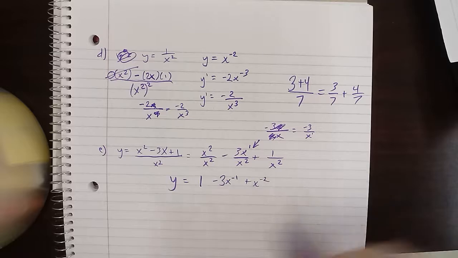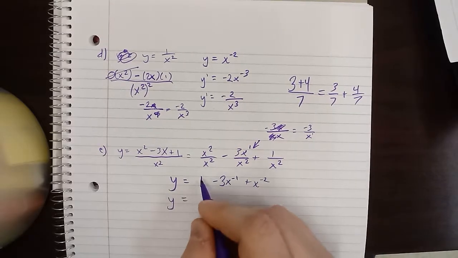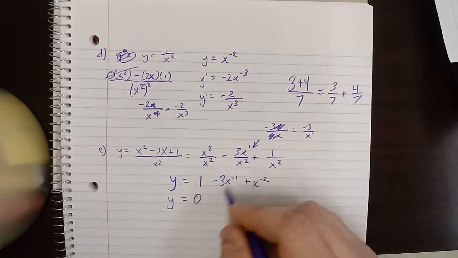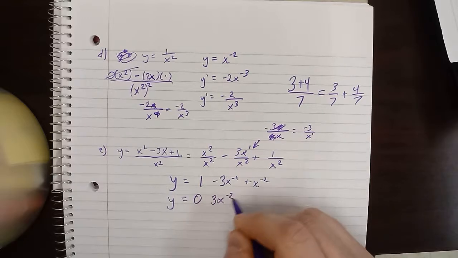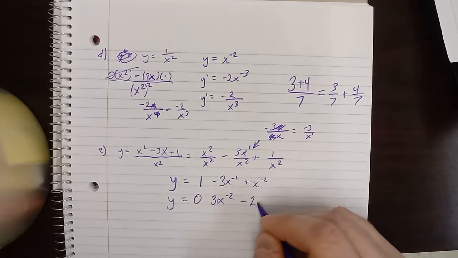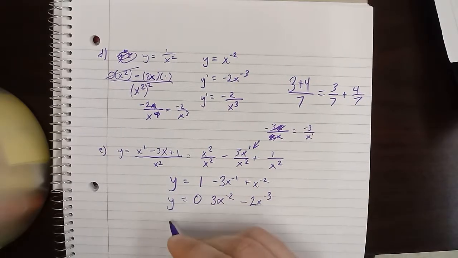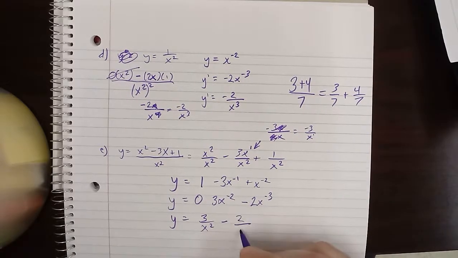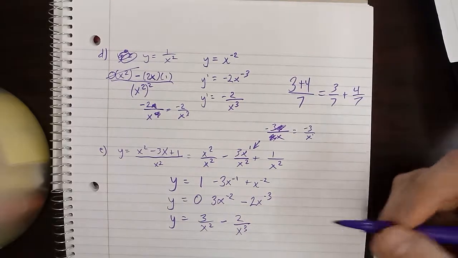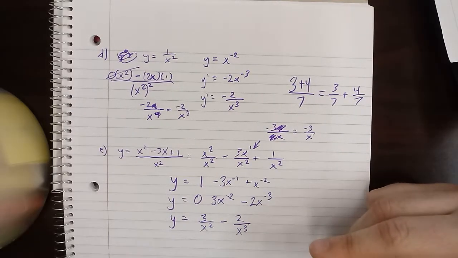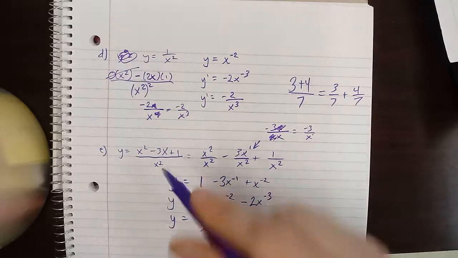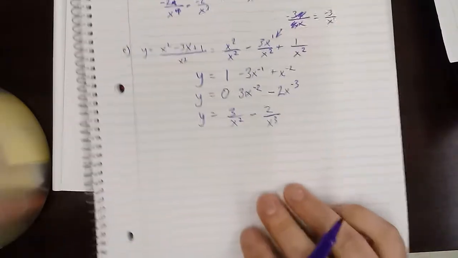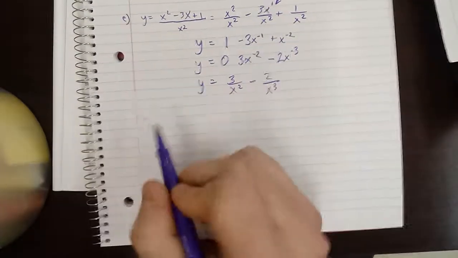And then here, just like in the previous problem, now I've got a tremendously easy problem. The derivative of that is 0. Derivative of that is positive 3x to the negative 2, and then minus 2x to the negative 3. I can finally rewrite this as 3 over x squared minus 2 over x cubed. And again, you might say, Canfield, there's no way that this is going to wind up being the same as that. And I'm like, haven't you picked up the pattern yet?